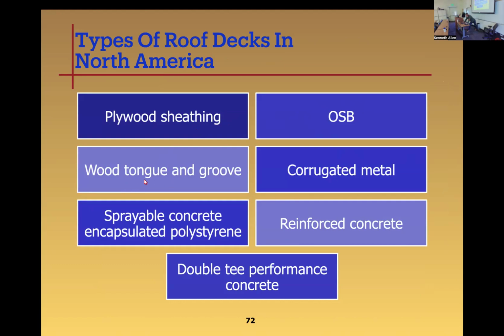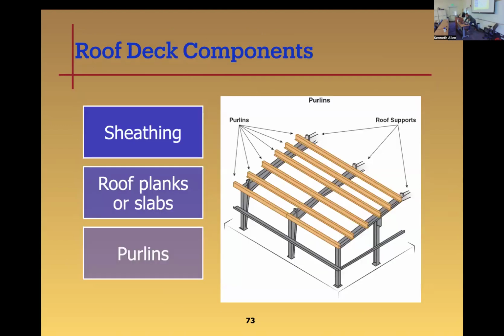In the old school, you could have wood tongue and groove that locks and interlocks across the ceilings or the roofs. You could have corrugated metal. Many third world areas have corrugated roofing. It's easy, it goes on, it sheds water well. Not great to be walking on, especially when hot. By the way, do not be walking on any mobile home roof at all. It's simply unsafe. There could be sprayable concrete, encapsulated polystyrene, reinforced concrete, or double T performance concrete.